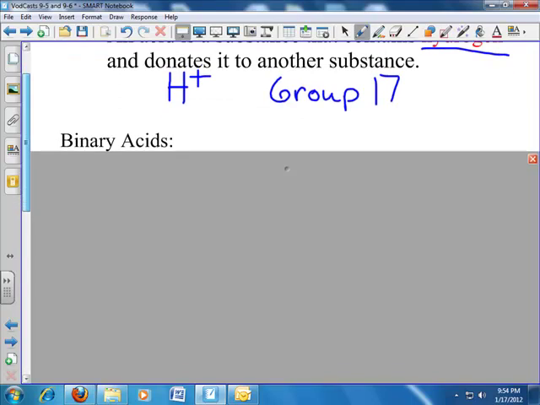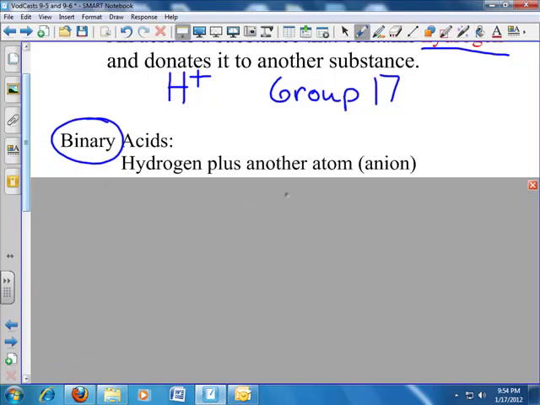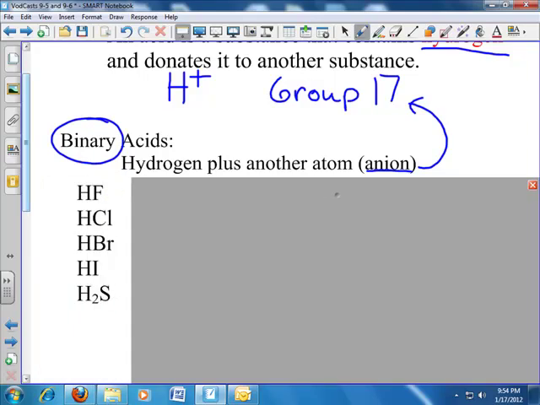And so the first type of acids that we're going to talk about are actually called binary acids. And there's that word binary again, meaning two. And what this means is this hydrogen is actually just bonded to another atom, in particular an anion, which just so happens to be a group 17 element. Now, it's not the only element it has to be. It's just typically a group 17.